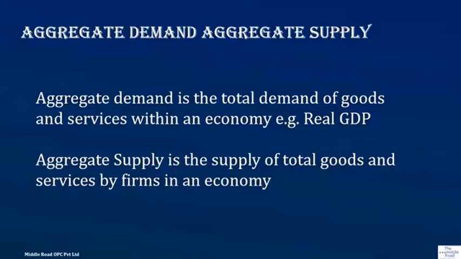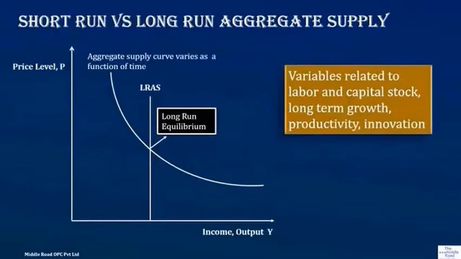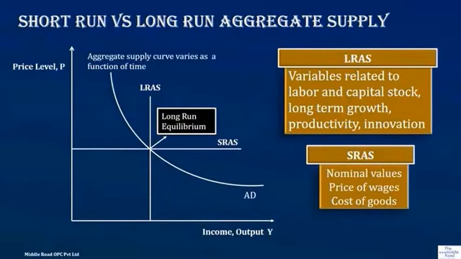We're talking about aggregate demand and aggregate supply. So this is the concept which gets introduced here. Aggregate demand is the total demand of goods and services within an economy, for example, real GDP. Aggregate supply is the supply of total goods and services by firms in an economy. And where they cross will be the long run equilibrium.